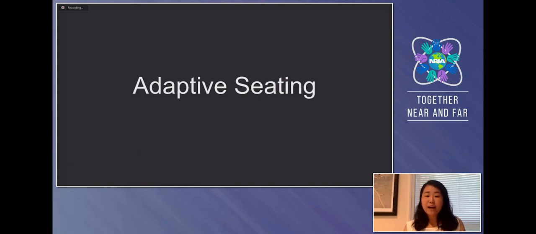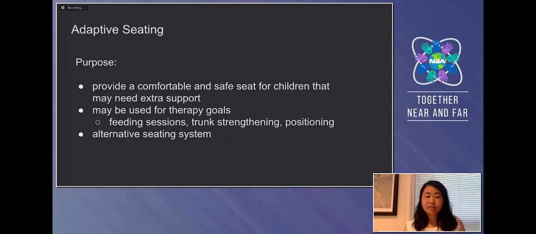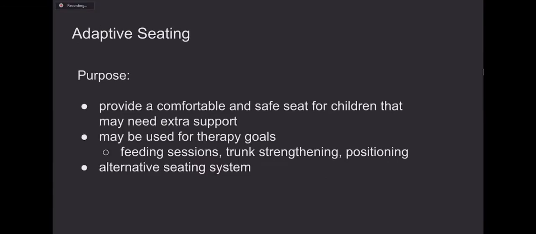We'll now look at adaptive seating. The purpose of adaptive seating is to provide a comfortable and safe seat for children that may need extra support sitting or sitting up. They can also be used for different therapy goals, such as feeding sessions, trunk strengthening, and positioning. And they can also be used as an alternative seating when a child needs a break from their wheelchair.